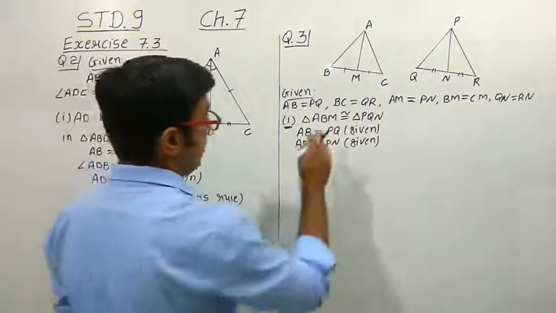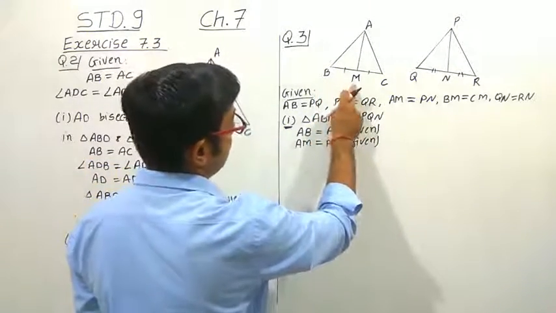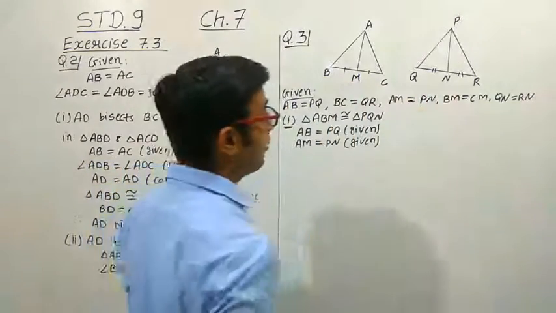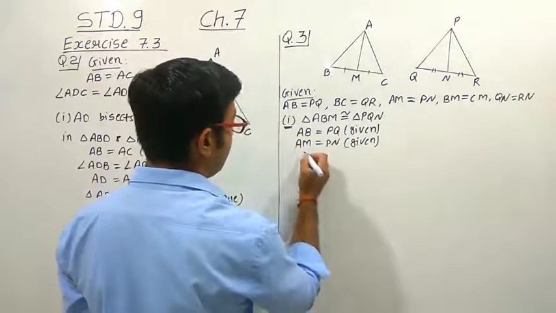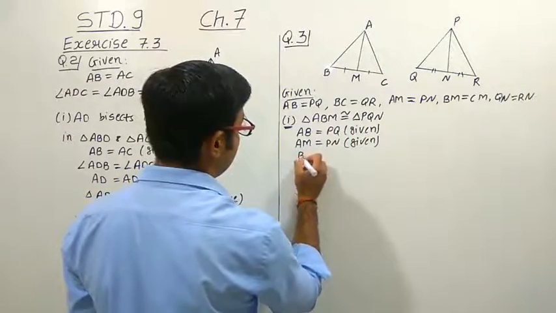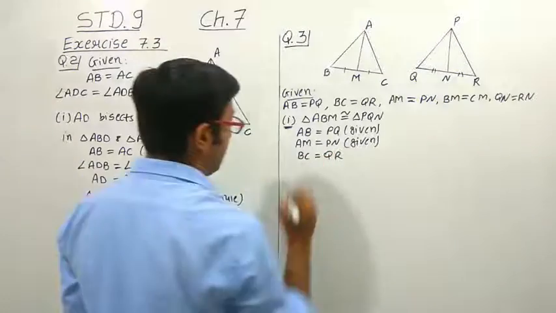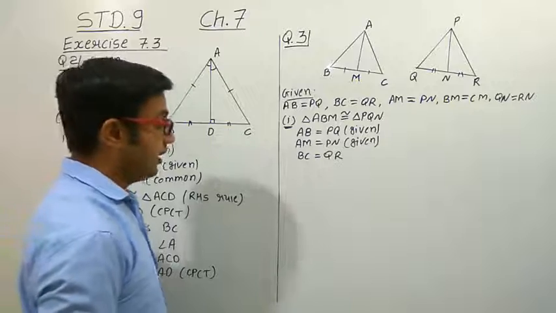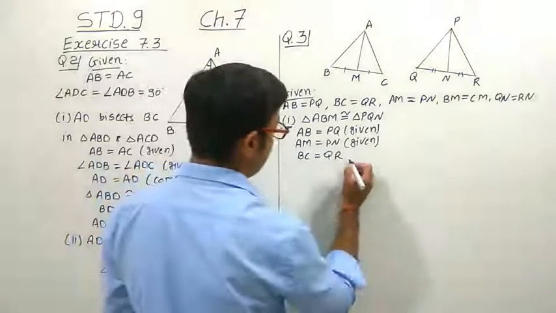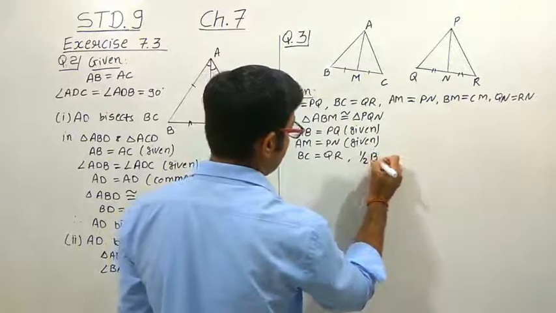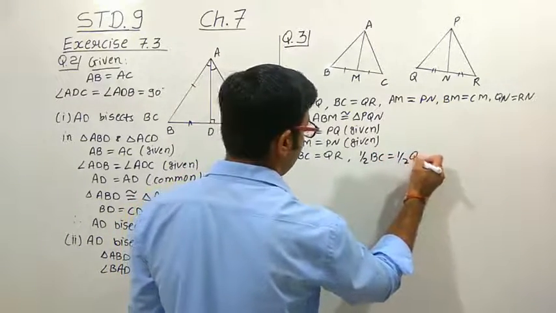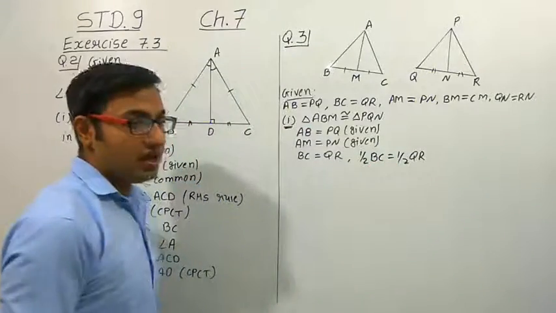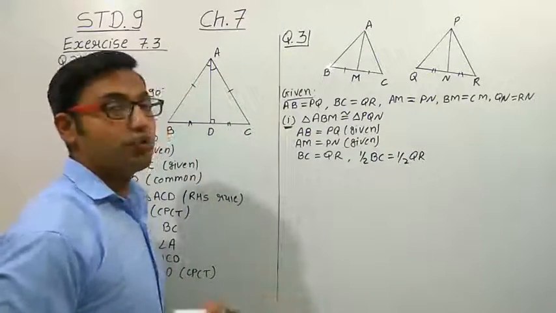Now, we have to consider the BM side, but the BM side and QN side are not given. Yes, BC and QR are given to be equal. So let us write down that BC is equal to QR. Now, we do not have to consider this side, but we have to take its half. That means we can take 1/2 of BC is equal to 1/2 of QR. Here we are taking the half of both sides, that means we are dividing both sides by 2.